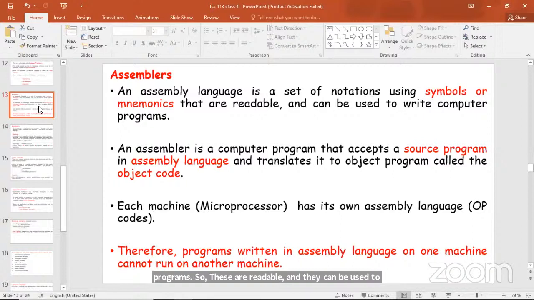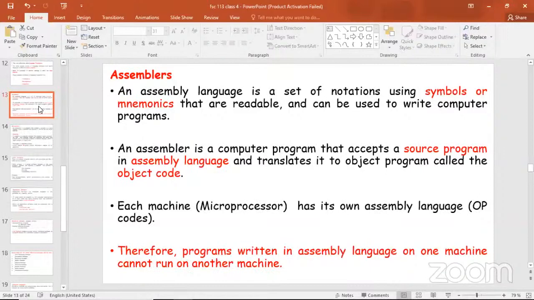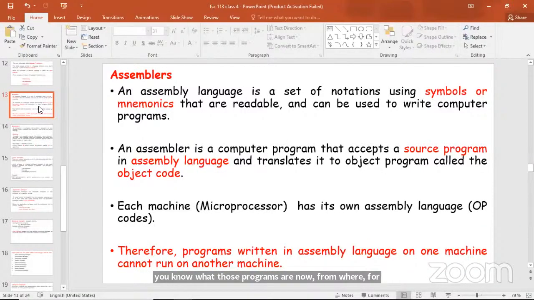So an assembler is a computer program that accepts a source program. Now, you know what source programs are. For instance, I said I'm a Yoruba person, and if I travel to the north, the source program is the Hausa language.